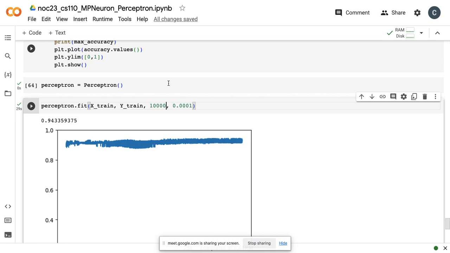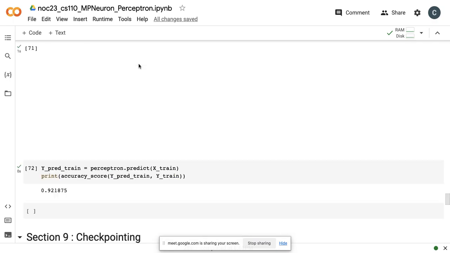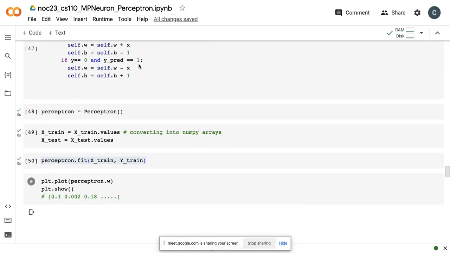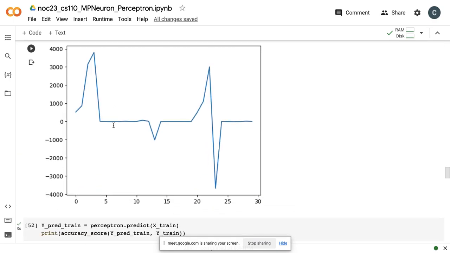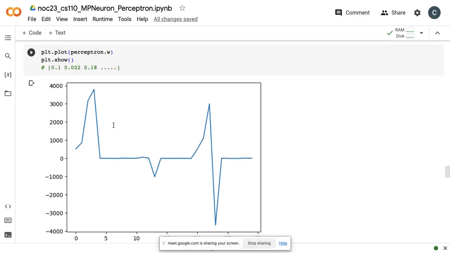Okay, in code 50, what is on the y-axis? Let me go there. I think you might be talking about this, right?